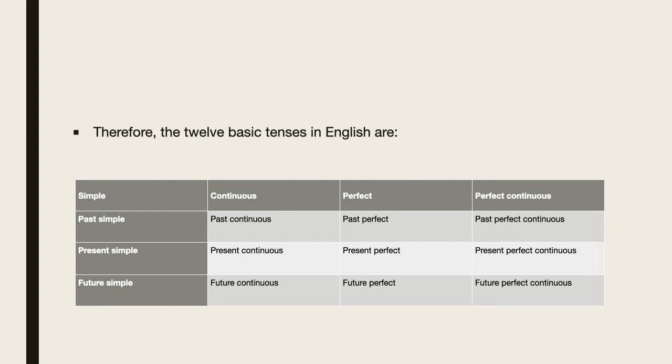So, therefore, the 12 basic tenses in English are past simple, present simple, and future simple. Then, past continuous, present continuous, future continuous. Past perfect, present perfect, future perfect. Past perfect continuous, present perfect continuous, future perfect continuous.